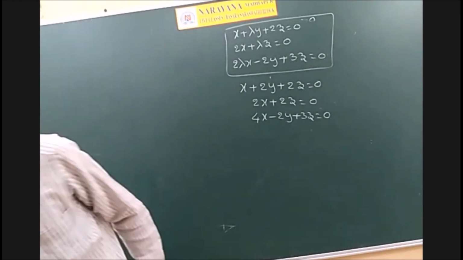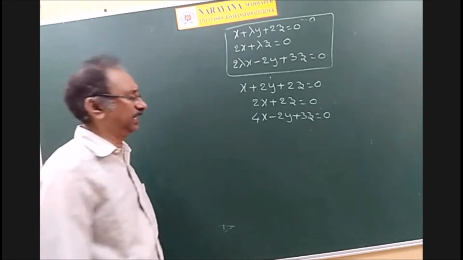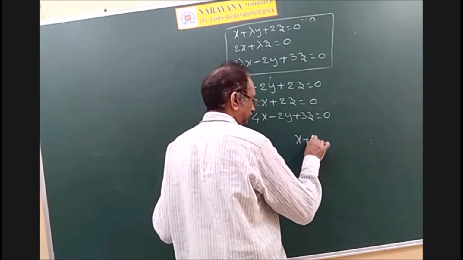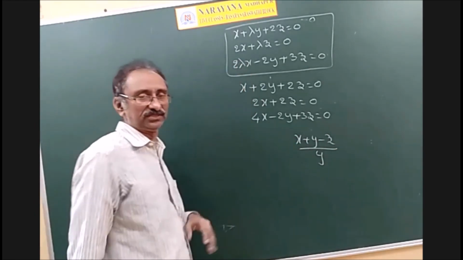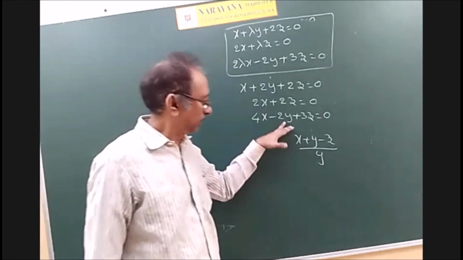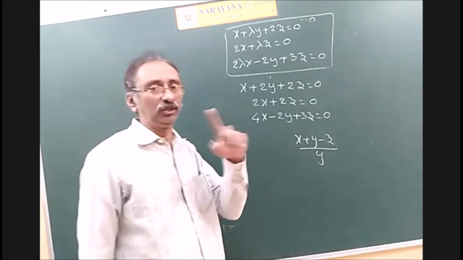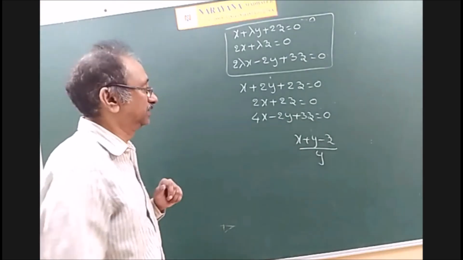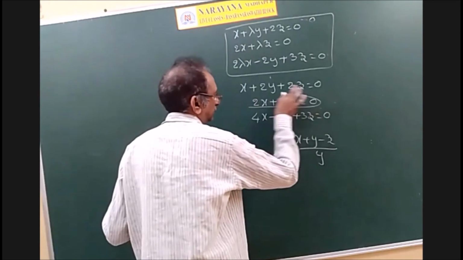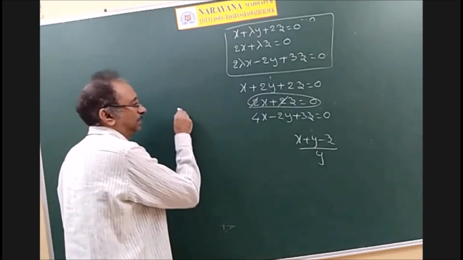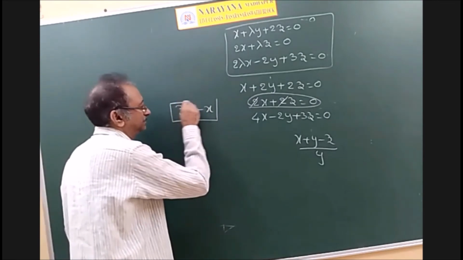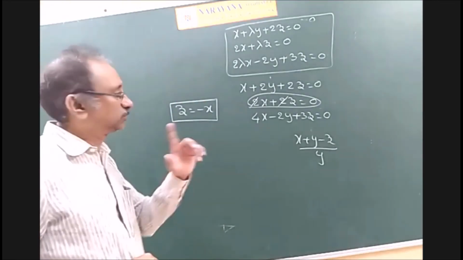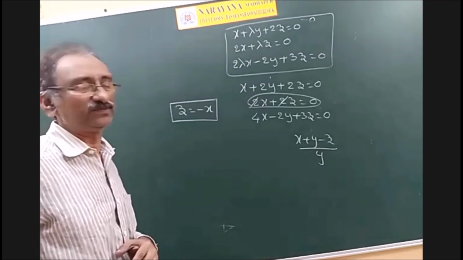But what is the question? (x plus y minus z) by y. That means we are going to get a unique value for this. That means in the ratio the variables will be cancelled, and you will get a unique value. So how to get that? See this equation. So 2 is cancelled and z is equal to minus x. See, z can be written as minus x. And also we will write y in terms of x first.